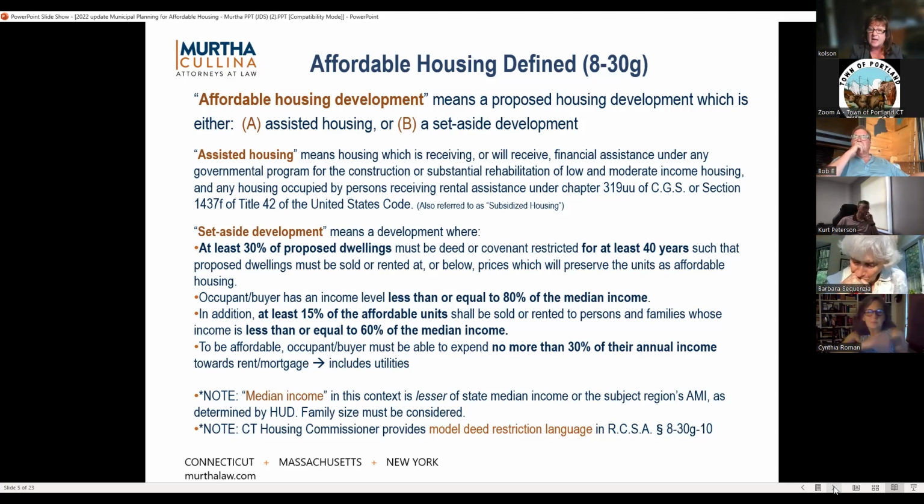And to be affordable, the occupant or buyer has to be able to expend no more than 30% of their annual income towards the rent or mortgage, including utilities. Okay. Next slide, please.